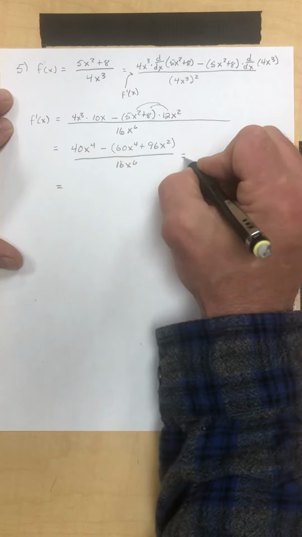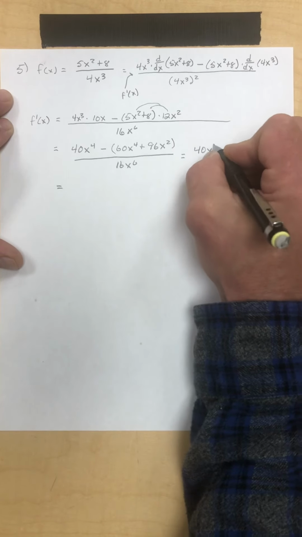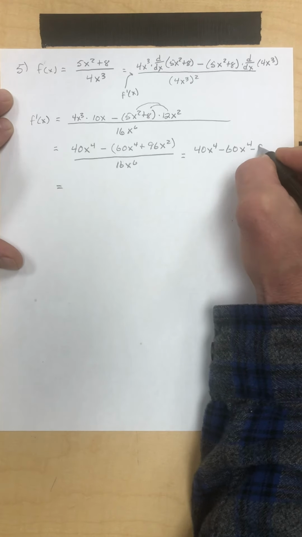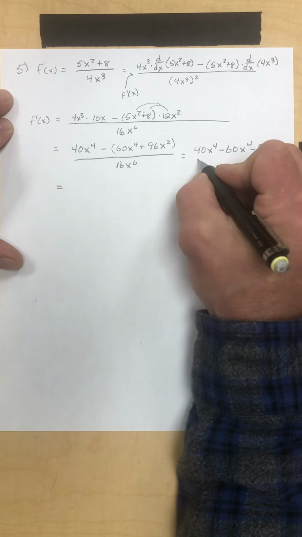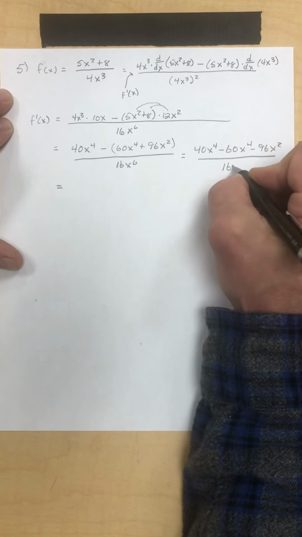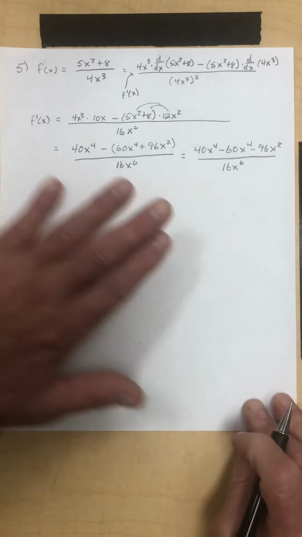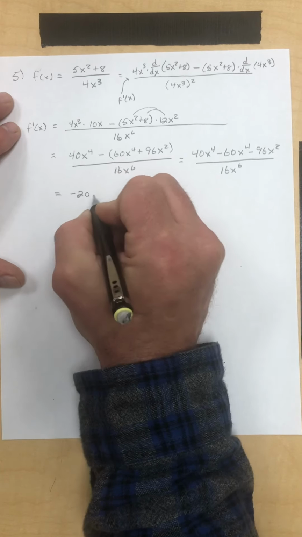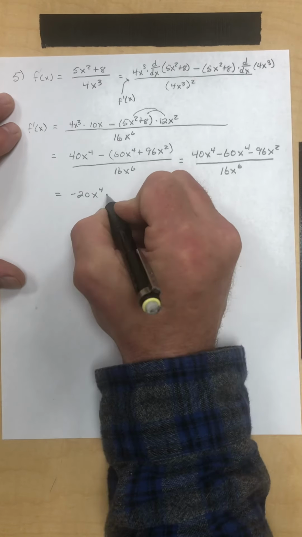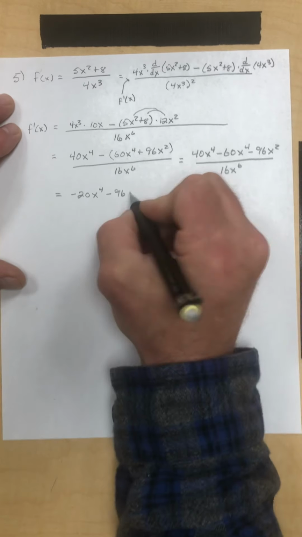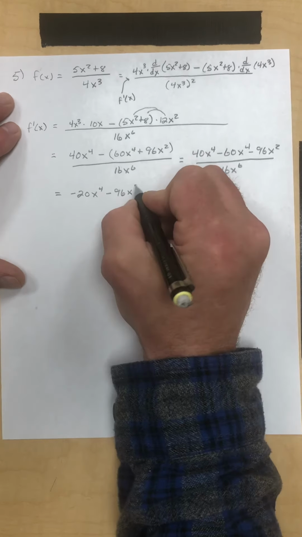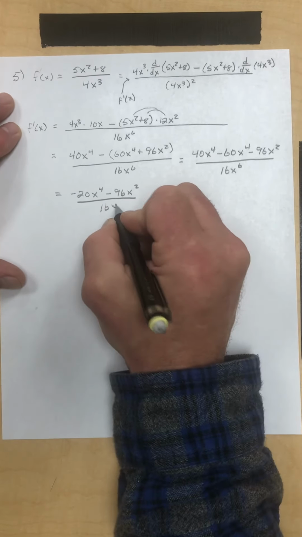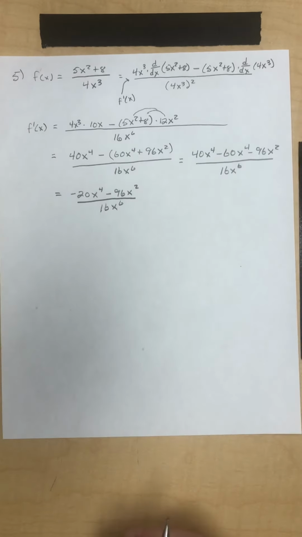So we are going to get 40x to the 4th minus 60x to the 4th minus 96x squared all over 16x to the 6th. And I've got some similar terms up above, so that gives me a negative 20x to the 4th minus 96x squared all over 16x to the 6th. And then I have to reduce it.